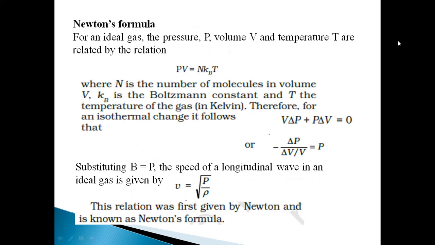Now let us study Newton's formula for longitudinal waves. Ideal gas. Now, an ideal gas is one which obeys Boyle's law, Charles' law, and all that to perfection. So, for an ideal gas, the pressure P, volume V, and temperature T are related by the relation PV equal to N kB T, where N is the number of molecules in volume V, kB is the Boltzmann constant, and capital T is the Kelvin temperature of the gas.